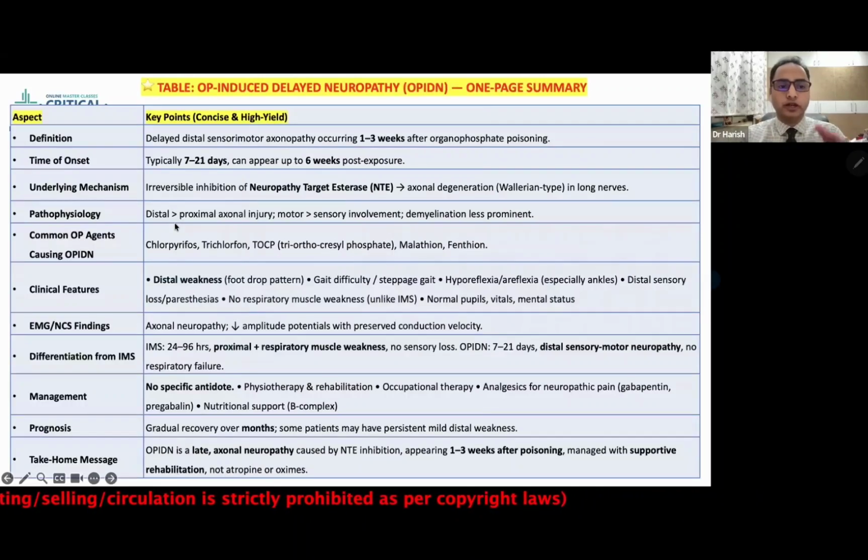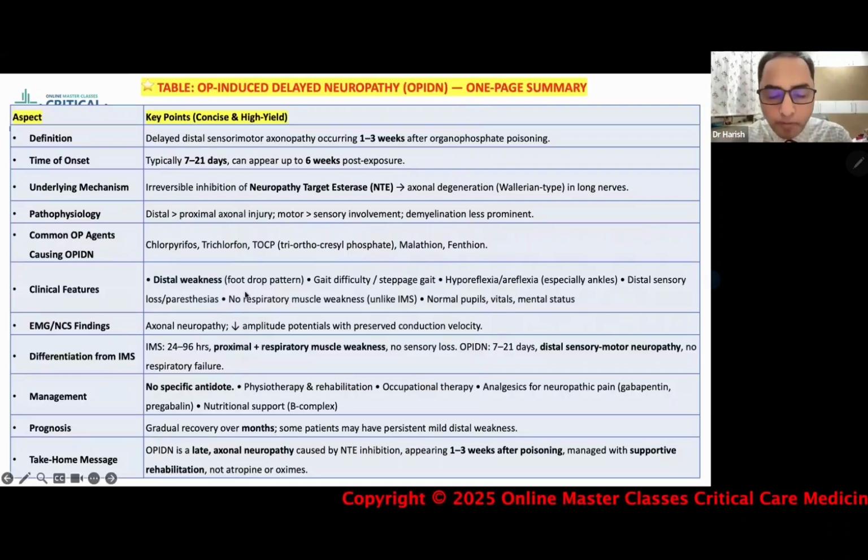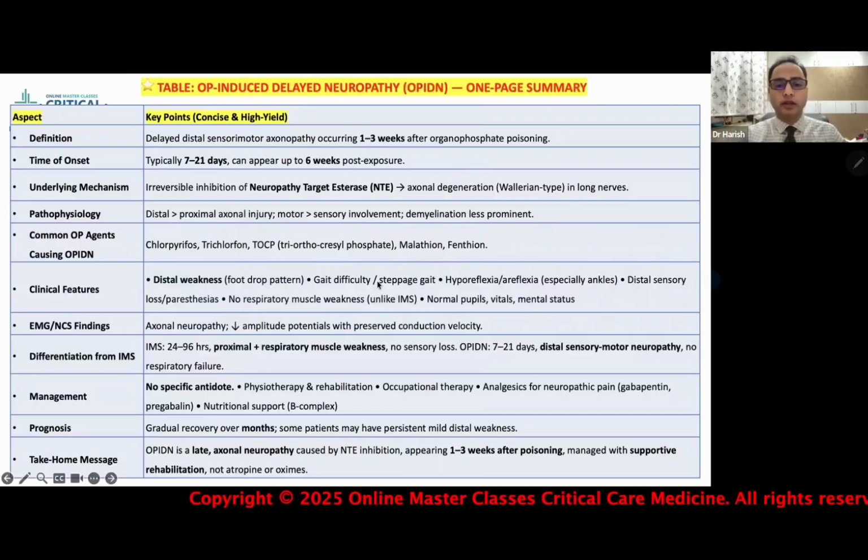So in the pathophysiology, distal involvement is more as compared to proximal axonal injury. Motor involvement is more as compared to sensory involvement. Demyelination is less prominent; axonal degeneration is the problem. Common OP agents which cause OP-induced delayed neuropathy are chlorpyrifos, trichlorfon, TOCP, that is triorthocresyl phosphate, malathion, and fenthion. Clinical features: distal weakness, a foot drop pattern, gait instability, difficulty in walking or steppage gait.